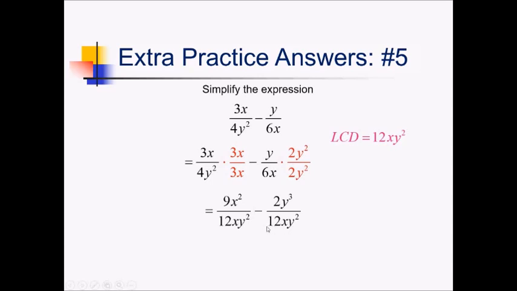Since I have the same denominator, now I can just merge those into one fraction over 12xy squared. And then we have 9x squared minus 2y cubed up there. Since those are not like terms, I can't combine them. I'm just going to have to leave them this way. It doesn't look like I can factor and do any kind of canceling otherwise either. So this one is done.